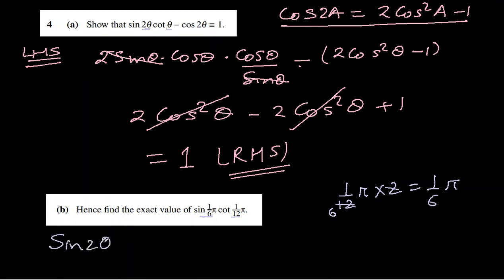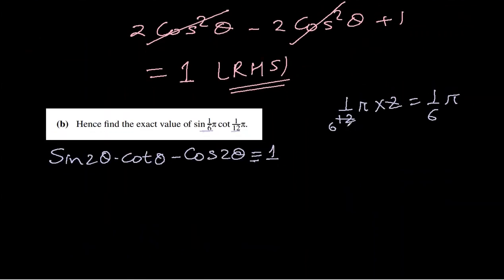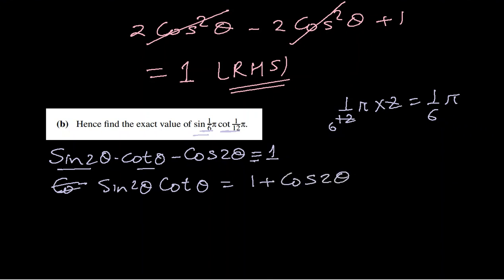Sine 2 theta cot theta minus cos 2 theta equal to 1. This is what we just proved, right? Because they are asking just sine and cot, the sine and cot will remain here. So it will become sine 2 theta cot theta equal to 1 plus cos 2 theta, right? That means in place of this, can I write the question now? It becomes sine 1 over 6 pi cot 1 over 12 pi. This is your question.